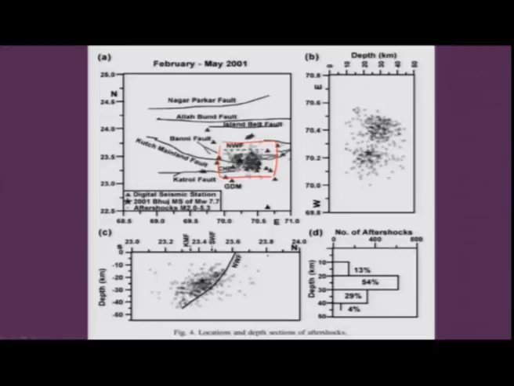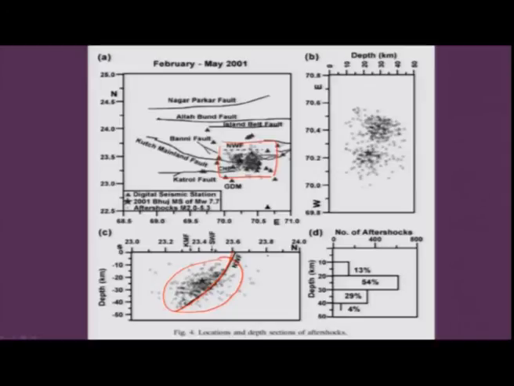You can see here the maximum depth is around 25 to 30 kilometers, and the main shock was around 25 kilometers. In this section, again you see the depth section and the surface. You have the main shock here, and then aftershocks which are confined in this zone. Based on that, they have drawn a line which they say is the fault plane along which the earthquake occurred.